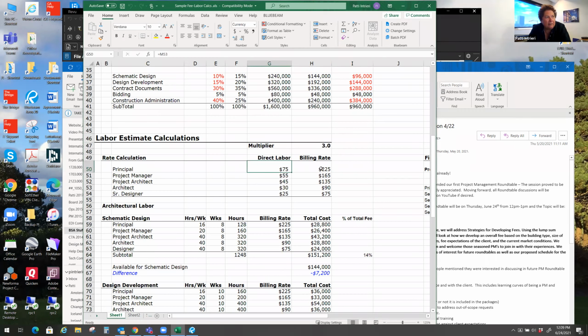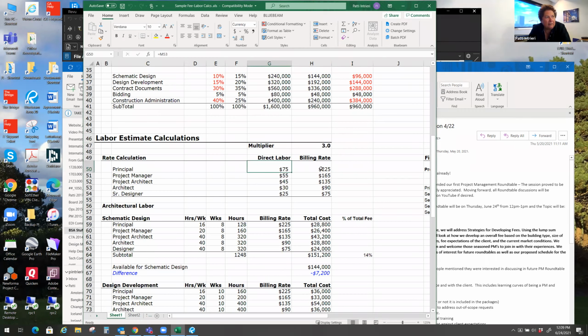So, you can see here, if you go by the phases in the traditional phase at 15% of the total fee, at a 3.0 multiplier, you can see that you're spending more than what's available for schematic design. I just did this so you could see, this is a staffing chart: 16 hours for a principal, 40 hours for three staff members, including a project architect.